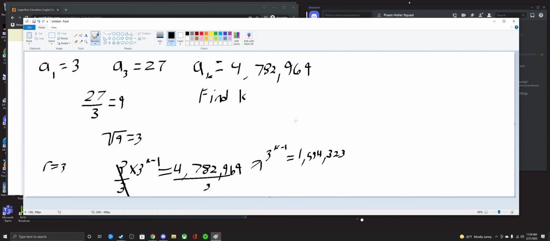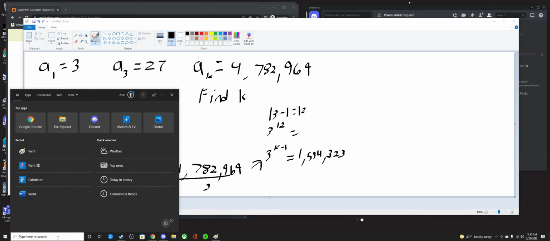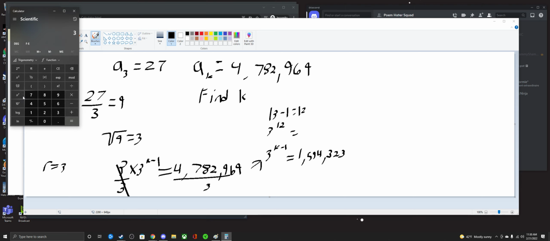Alright, so log base 3 of 1,594,323 is 13. However, we're not done just yet. If we plug k in for 13, we get 13 minus 1, that's 12. 3 to the 12th is not 1.5 million. Instead, 3 to the 12th is actually 531,441. So not only did we not get 1.5 million, we certainly didn't get 4.7 million, which is what we're actually looking for. So we know k equals 13.